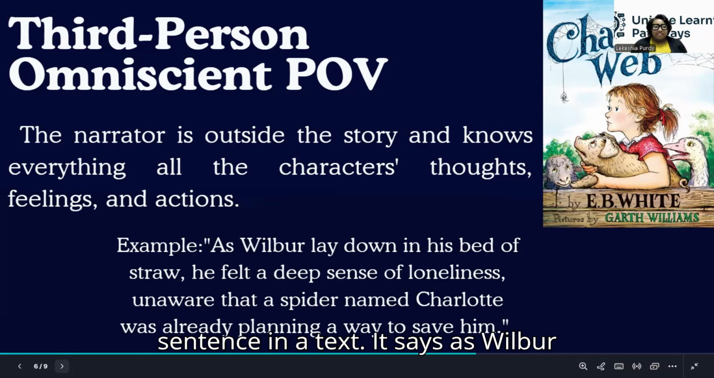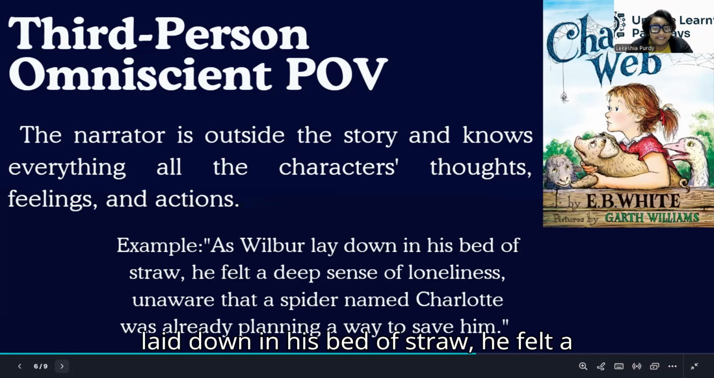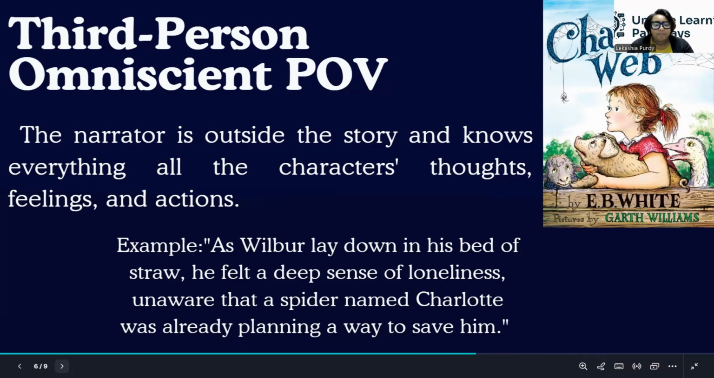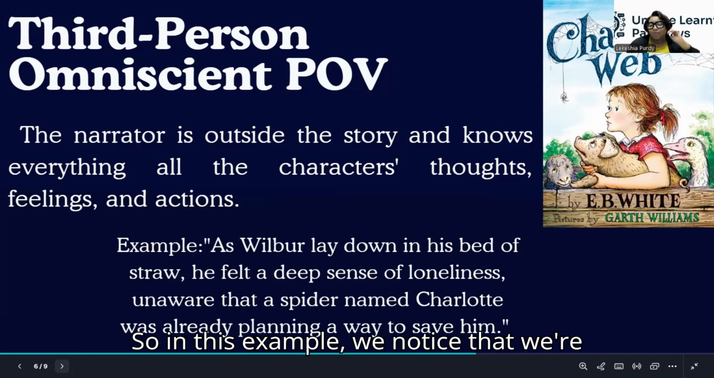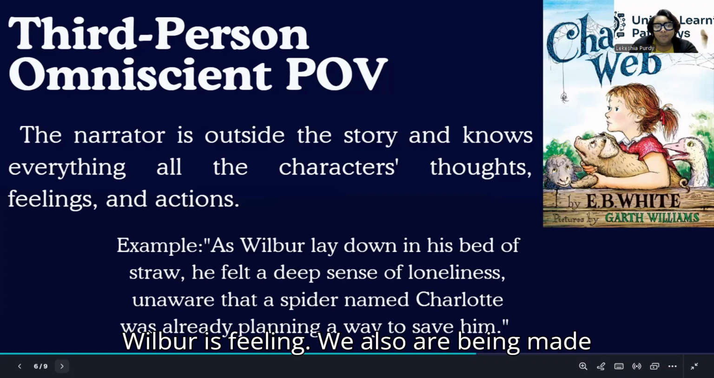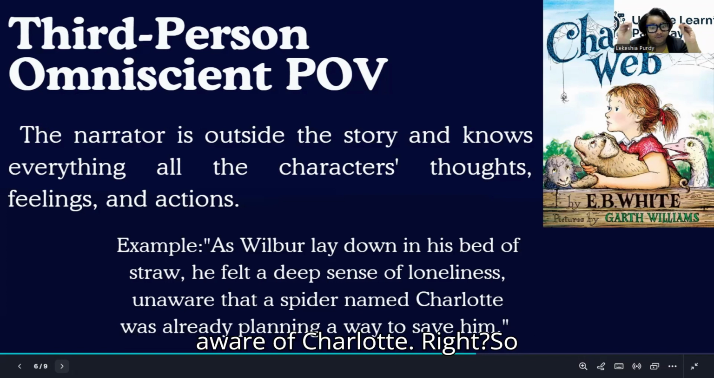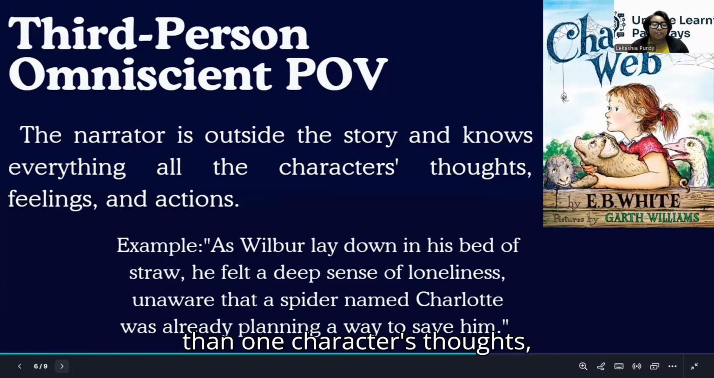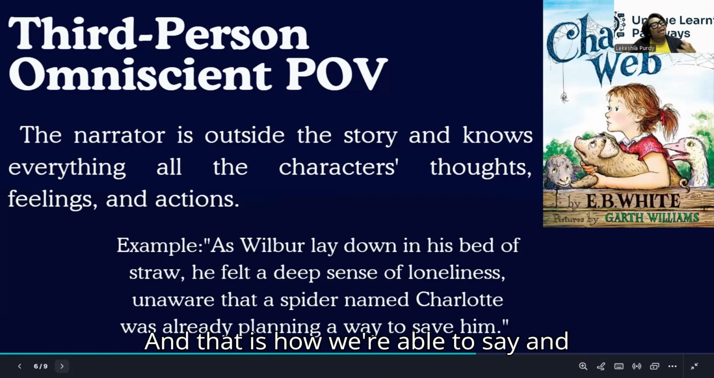So let's get an example of a sentence in the text. It says, as Wilbur lay down in his bed of straw, he felt a deep sense of loneliness, unaware that a spider named Charlotte was already planning a way to save him. So in this example, we notice that we're not just being made aware of how Wilbur is feeling, we also are being made aware of Charlotte. Right? So they're telling us about more than one character's thoughts, feelings, or actions. Okay. And that is how we're able to decide that's a third person point of view.